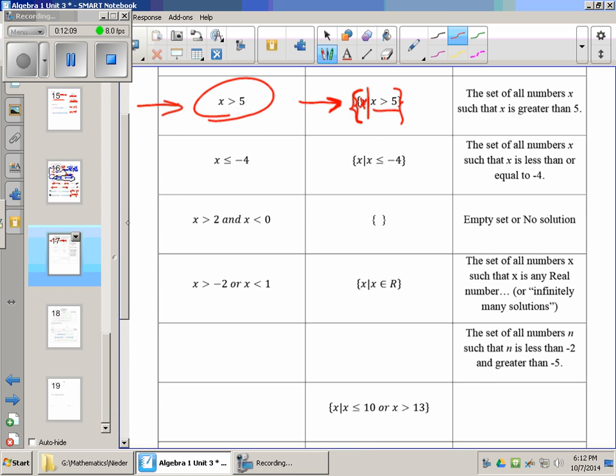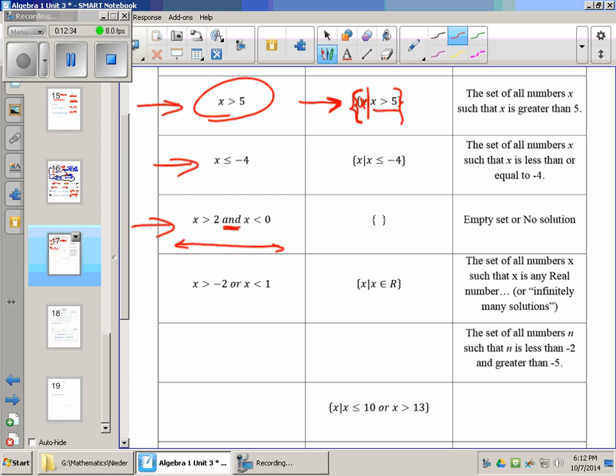All right, looking at another example, x less than or equal to -4. We just write the set brackets and say x such that x is less than or equal to -4, or the set of all numbers x such that x is less than or equal to -4. Okay? Look at this next one. It's kind of weird. Notice this is an and problem, so remember we'd be looking for the overlap. So x is greater than 2 and x is less than 0.